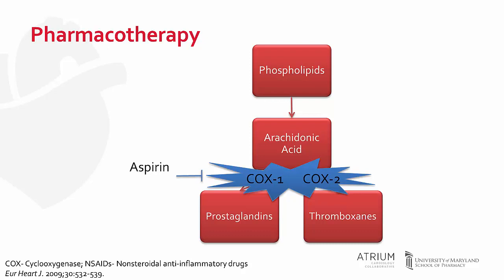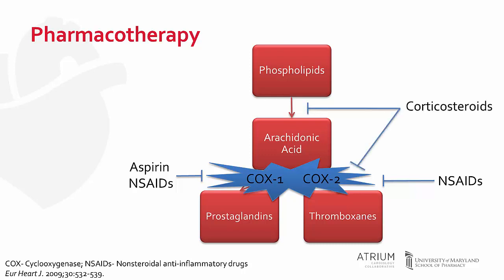Aspirin is an irreversible COX-1 inhibitor in platelets. Nonsteroidal anti-inflammatory drugs, or NSAIDs, inhibit COX-1 and COX-2 in different proportions depending upon the agent. And corticosteroids work on two pathways to inhibit both COX-2 and the formation of arachidonic acid.